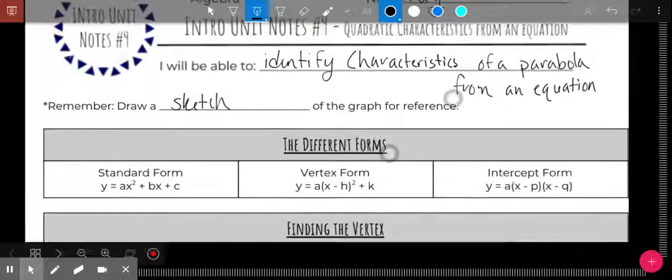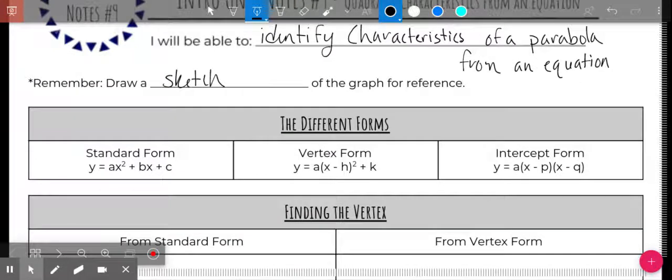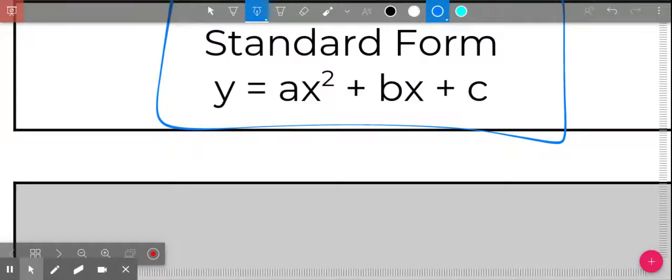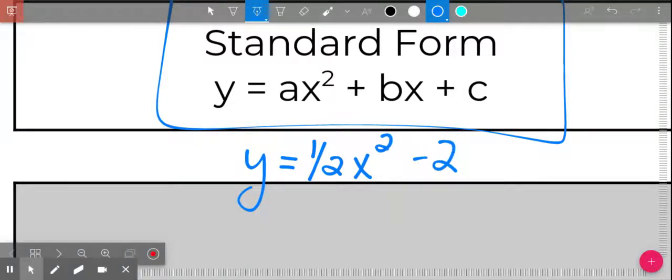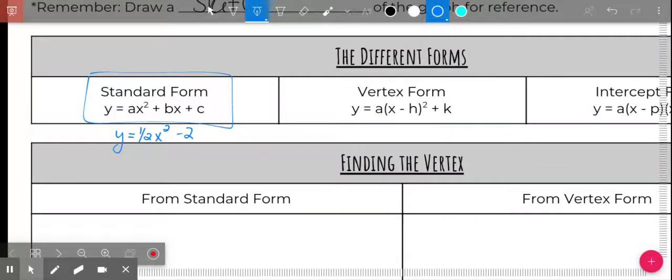So the first thing we need to know is that there are 3 different forms of quadratic functions, 3 different types. The first one is standard form, so no parentheses. For example, the one that we've seen a few times is like y equals 1/2 x squared minus 2. I think that was a question from our notes yesterday. So that's one that you might have seen. That's an example of standard form.